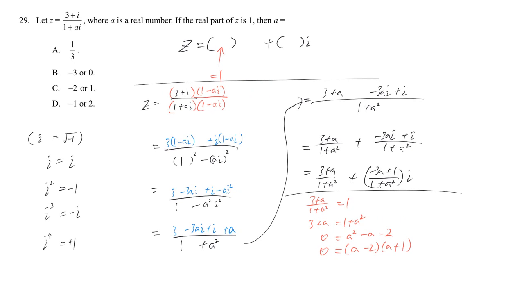Therefore, the answer is not only one answer, but a equals 2 or another possibility, a equals negative 1. The answer is D here.